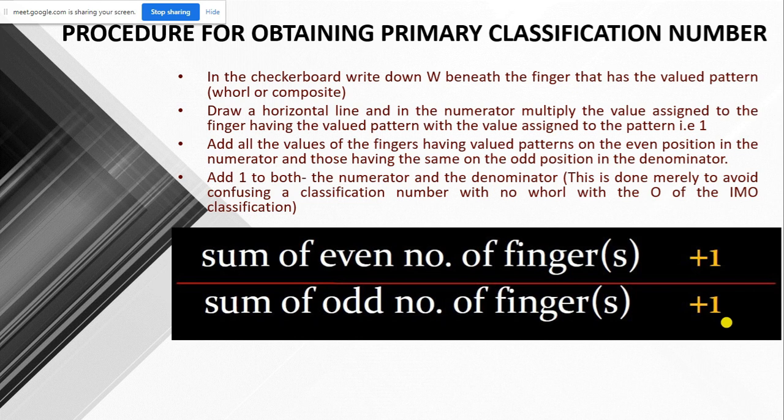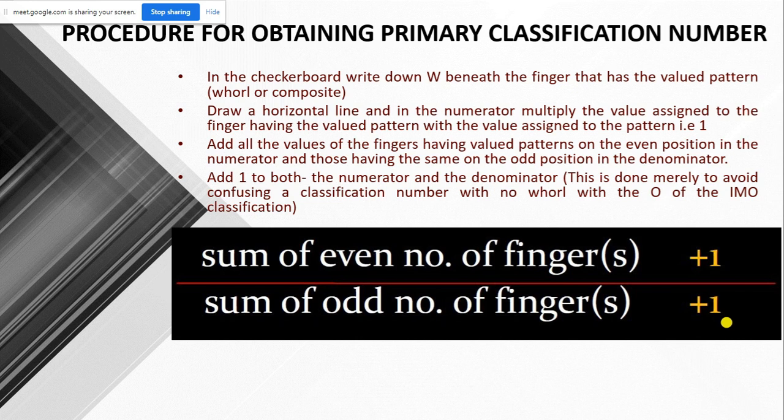So right thumb is position 1 and right middle is position 3, so both of them are in odd positions. Right thumb has the value of 16 and right middle has the value of 8, and the right ring finger also has the value of 8, but the right ring finger is in an even position, the 4th position.